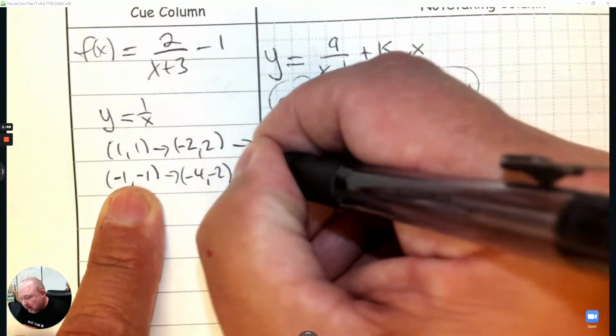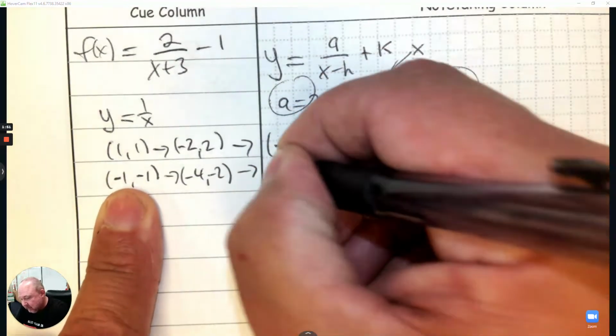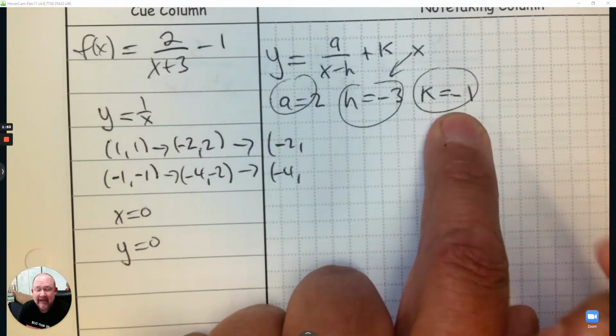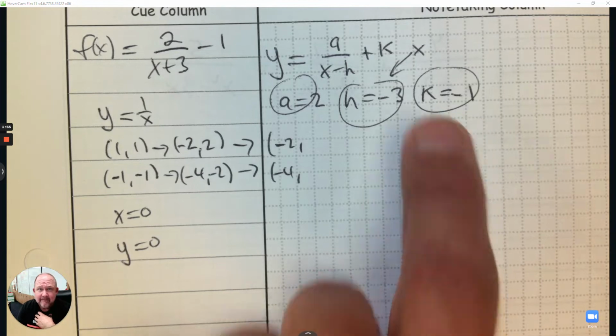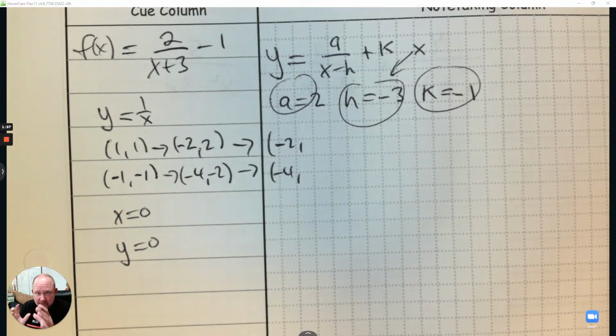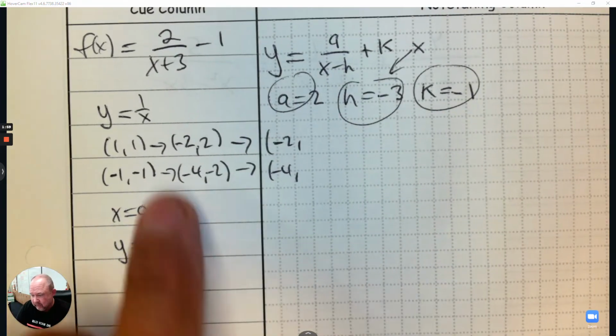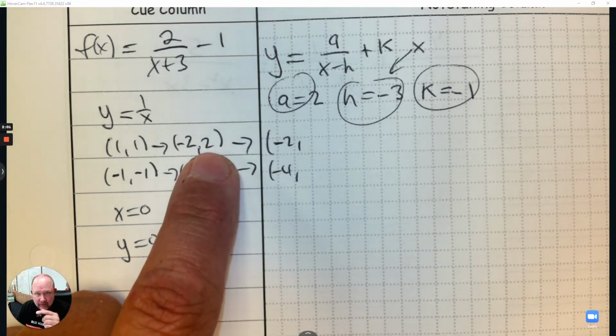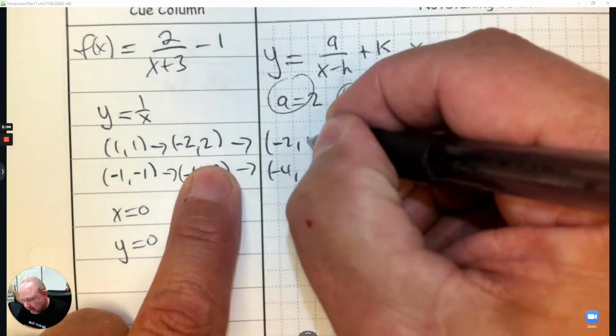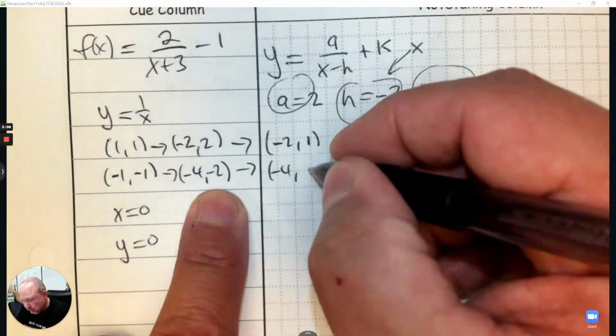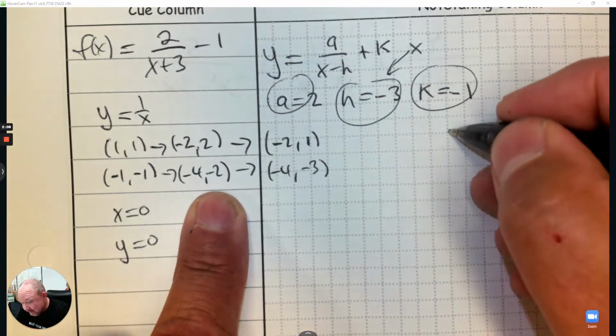And then I'm going to go one more time. So the x coordinate is fine. But the k, how does that affect the graph? It shifts it. And it's going to be a vertical shift that goes down 1. So to the y coordinate, I'm going to subtract 1. So 2 take away 1, negative 2 take away 1. Then I'm going to draw the graph.